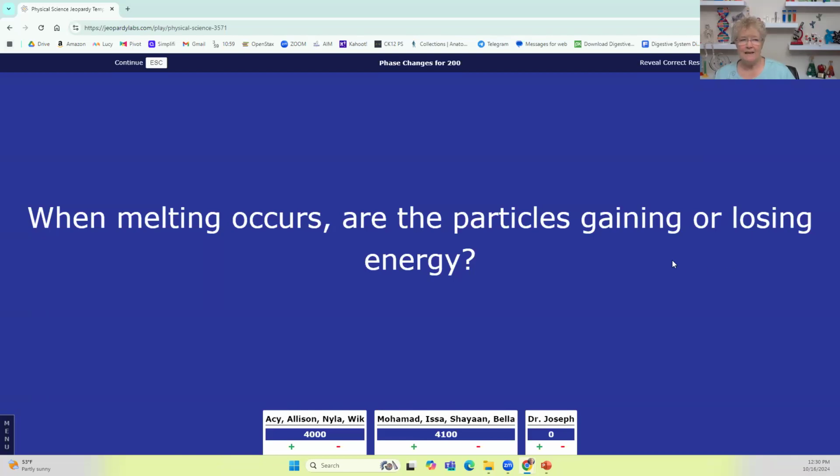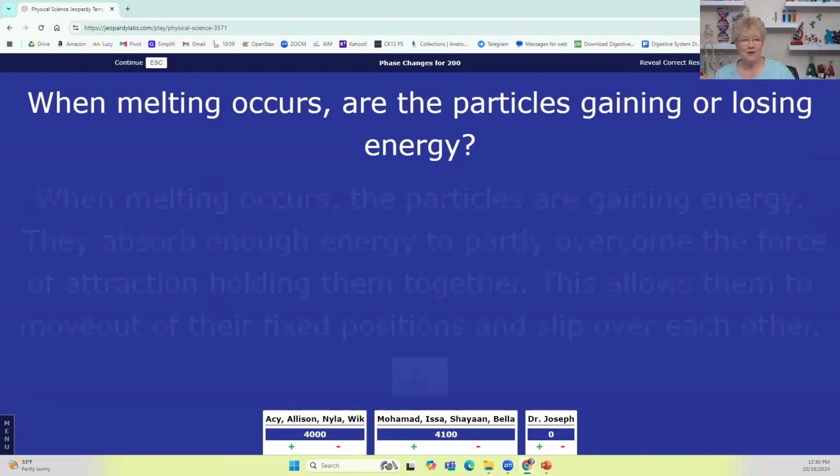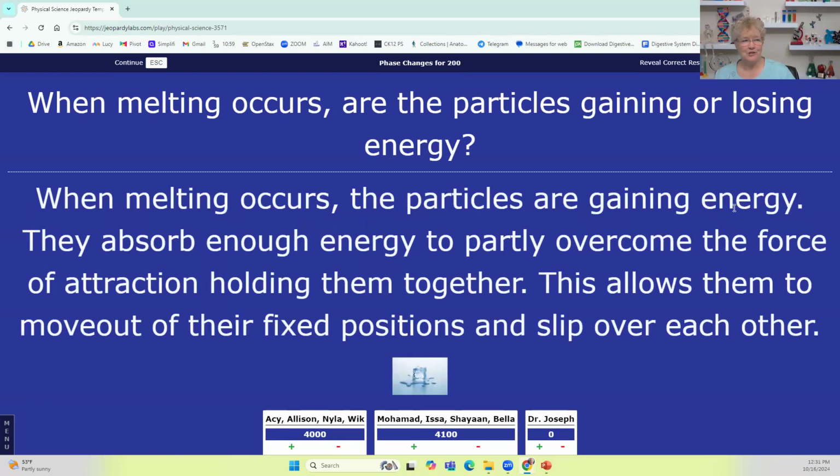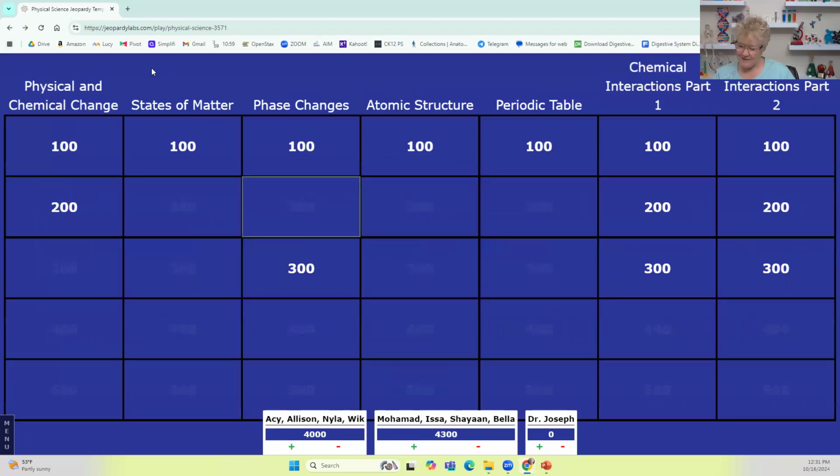What do you think? Gaining or losing? I think when melting occurs, they are gaining energy. They get enough energy to overcome the force of attraction holding them together so they can move out of their fixed positions and slip over each other. Very good, Mohammed. All right. So now we are to Wick.